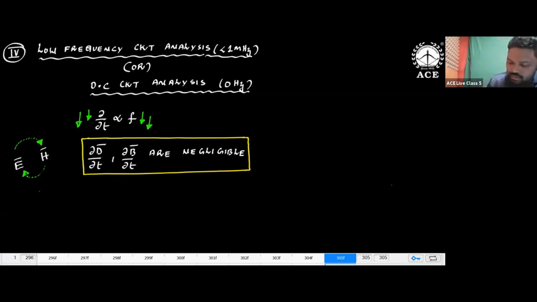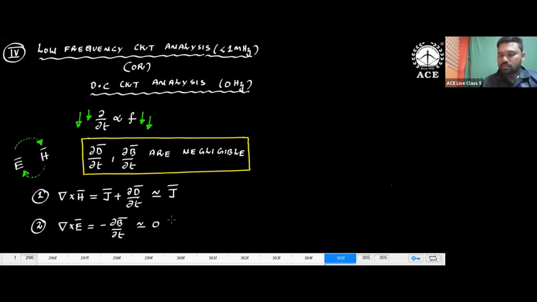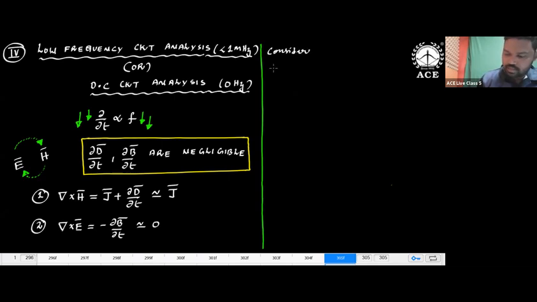Let us consider Maxwell's equations. First Maxwell equation: del cross H is equal to J plus dou D by dou t. This is approximated to J. Second one, del cross E is equal to minus dou B by dou t, approximated to 0. So these approximations are done for the low frequency analysis. Consider this equation: del cross H is approximately equal to J.